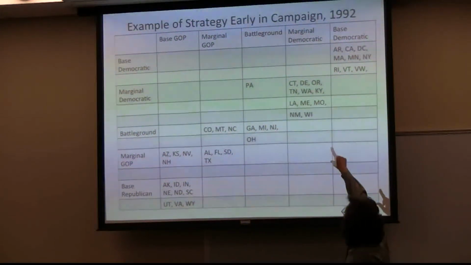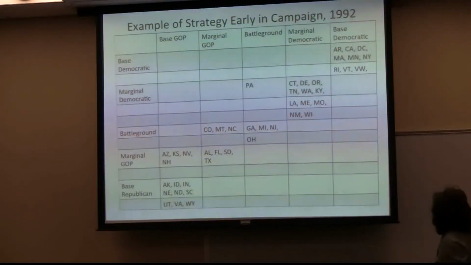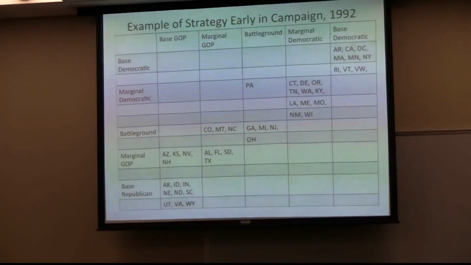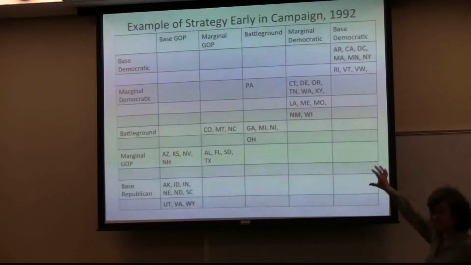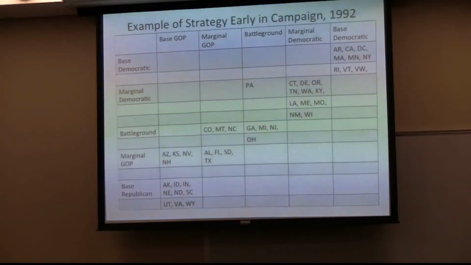It's a battleground state for Republicans, and it's a marginal Democratic state for Democrats. So that's a disagreement. But most of them are all agreeing, right? They all agree on where the states are. So they use the same information to come up with this. And they do this in advance.